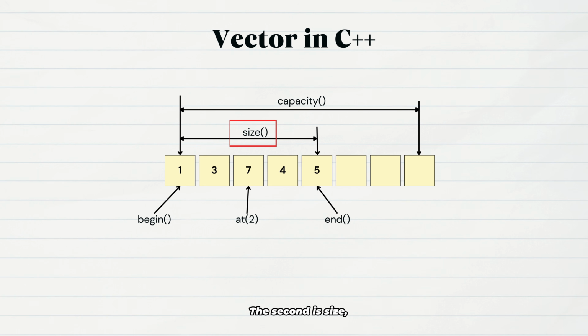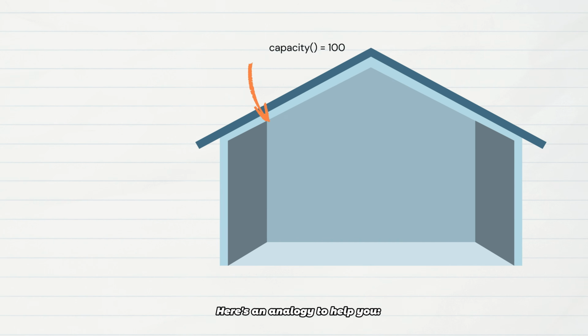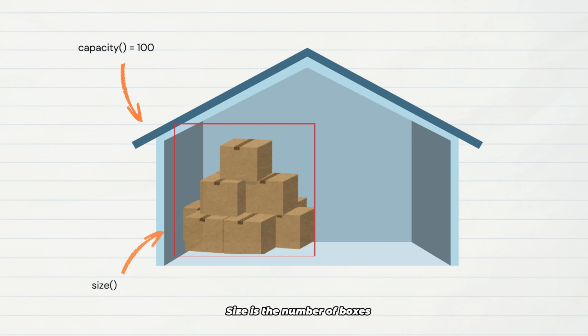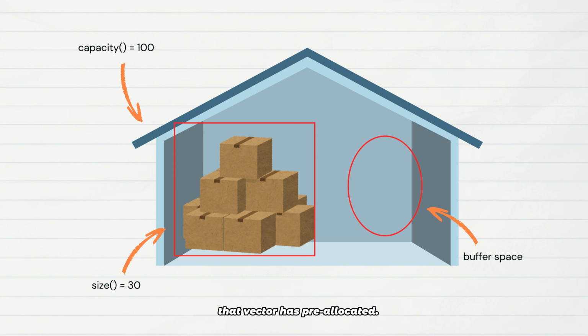The second is size, which is the number of elements currently stored in the vector, obtained via the size function. This is the used space. The third is capacity, which represents how many elements the entire contiguous block can hold, obtained via the capacity function. This is the total available space. Here's an analogy to help you understand. Capacity is like the total area of a warehouse you rented, which can hold 100 boxes. Size is the number of boxes you actually have in the warehouse right now, say 30. The remaining 70 empty slots are the buffer space that vector has pre-allocated.